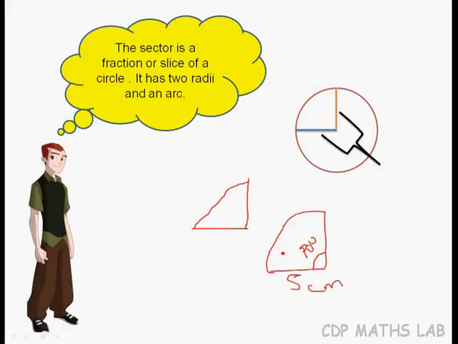So a sector really is just a curved line out here and then two straight lines joined together, which are what? Radii. So they don't have to give you an entire circle. They can give you just a part of the circle.